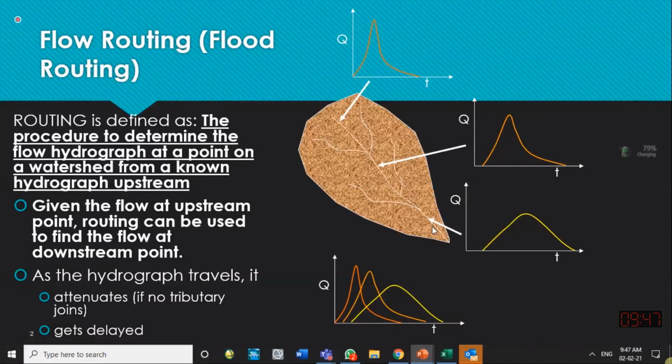Again, I have drawn a hydrograph over here. The procedure will give me the flood hydrograph at a location over here, if I know the flood hydrograph over here. You should keep in mind that a hydrograph is not simply copied to the downstream side. The hydrograph shape does change when flow moves from one place to the downstream side.